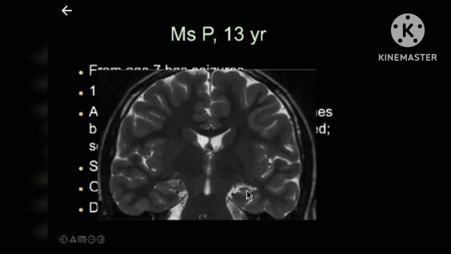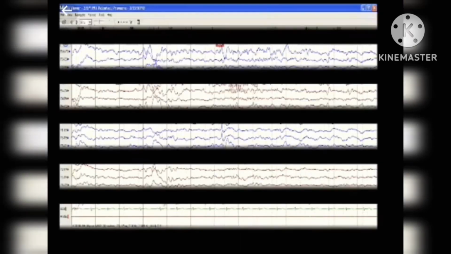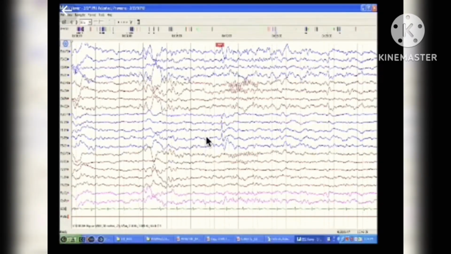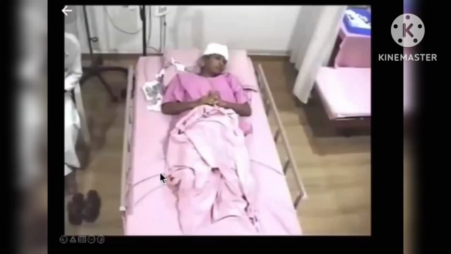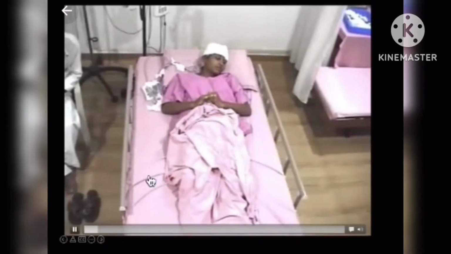We found that her MRI showed it's coming from the left side. There is sclerosis of the left mesial temporal region, the hippocampus. And when the hippocampus is involved, you get this epigastric rising sensation. So we know that this is medial temporal lobe epilepsy. We did an EEG that showed left temporal spikes, and we recorded the seizure.